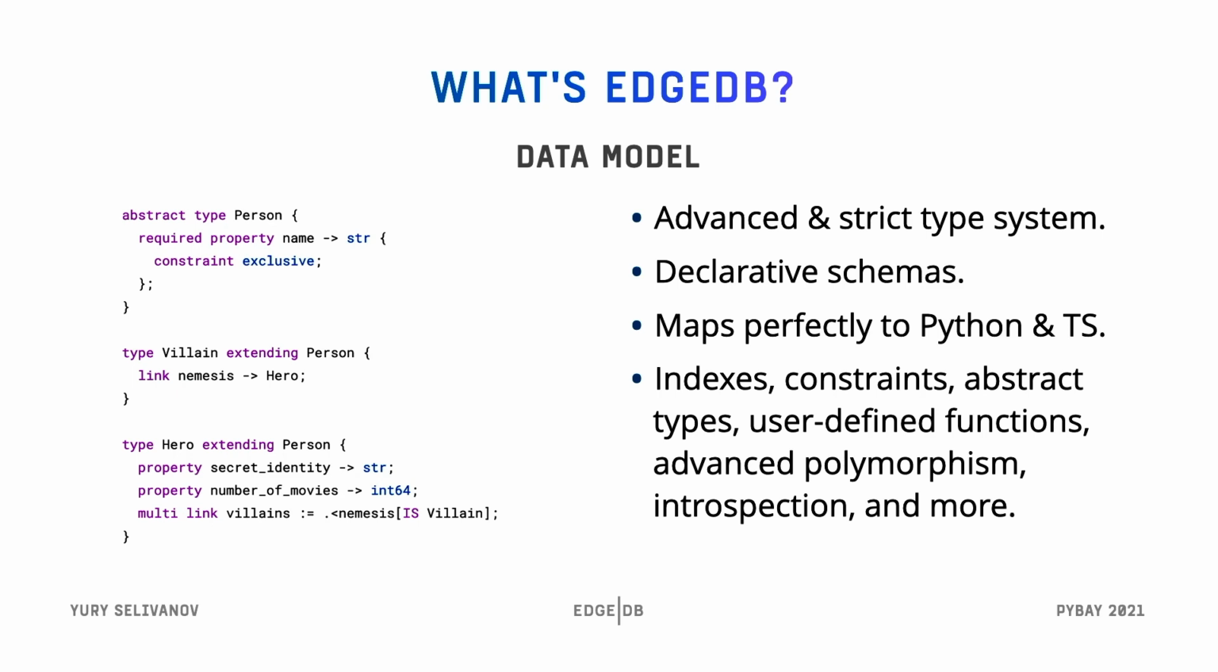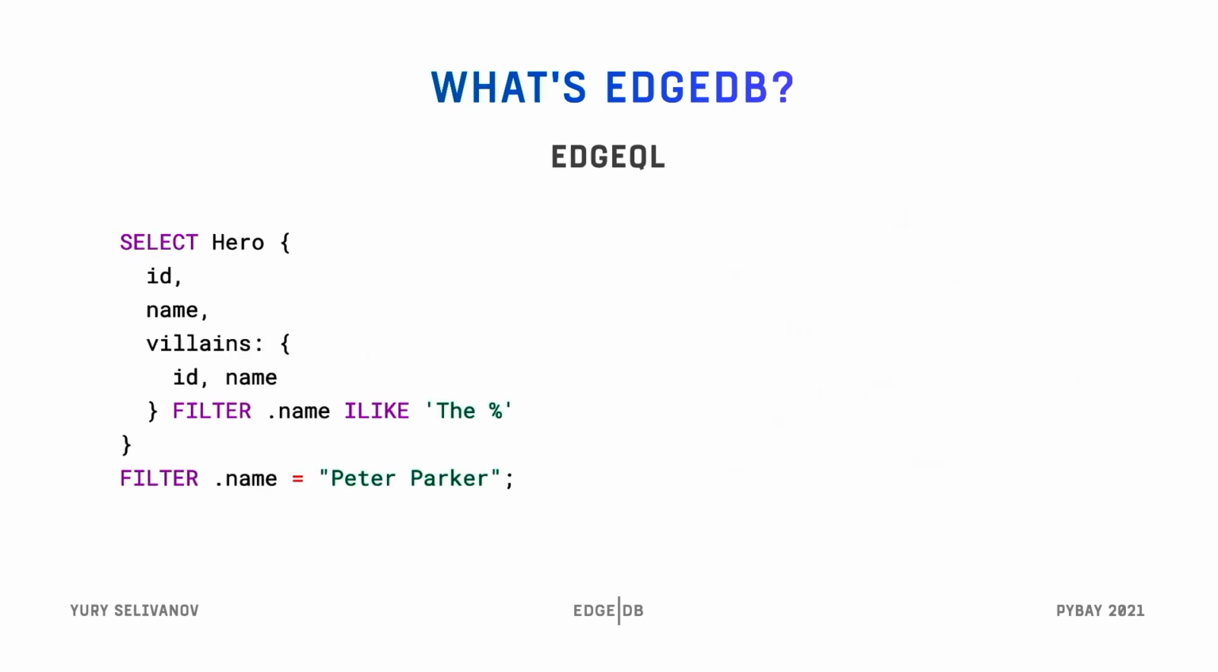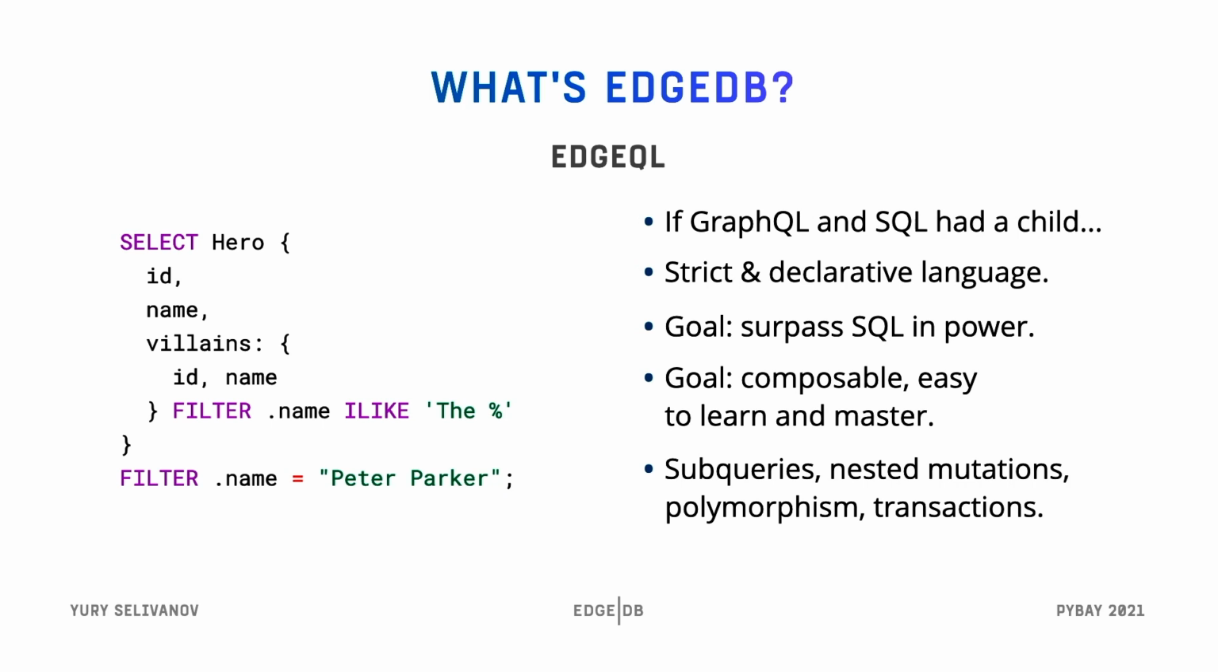And of course, HDB comes with all the regular features that any relational database must have. It supports indexes, constraints, abstract types, user-defined functions, introspection, and everything else. And this is a sneak peek at our query language. If there is one thing that can quickly give you an idea of what HQL looks like, it's as if GraphQL and SQL had a child. That would be HQL. It kind of looks like GraphQL because it allows you to easily fetch nested hierarchies of types and objects.